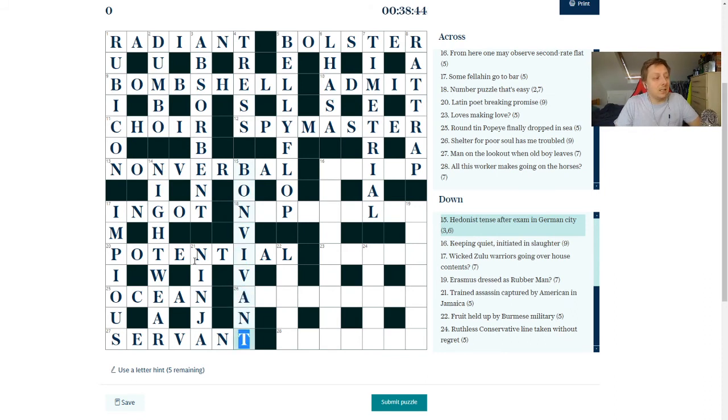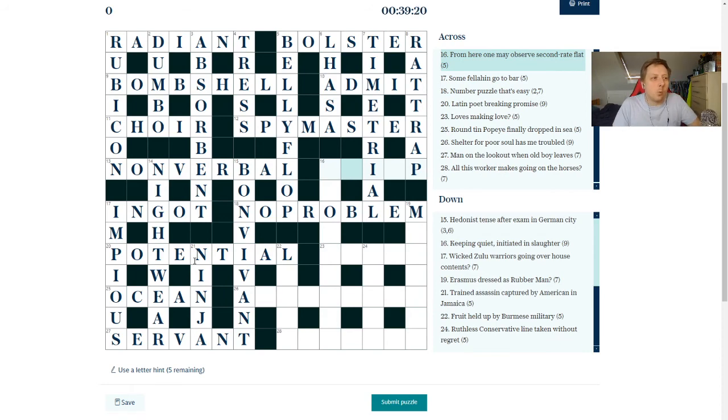Tense is T. It's a grammatical thing. Tense can stand for T. After exam, viva, in Bonn, the German city. Nice. Thank you very much. Gosh, this is quite a tough one for a relatively easy one. Number puzzle. That's easy. A number is no, and a puzzle is a problem. So no problem. Simple. That clue was easy.